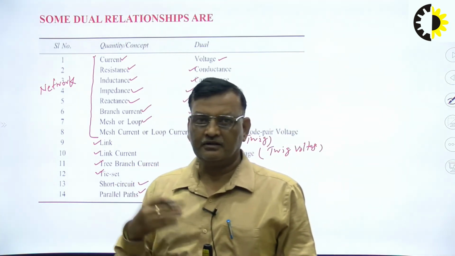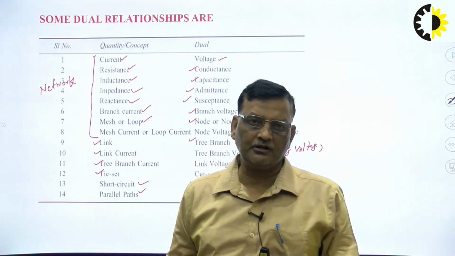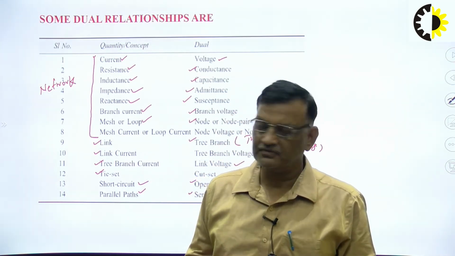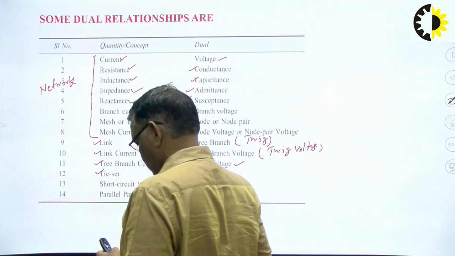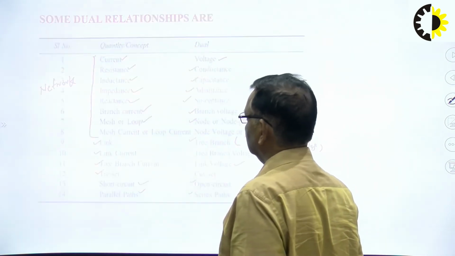Then we can draw some more dual relationships. Suppose Thevenin's theorem: the dual of the Thevenin's theorem is the Norton's theorem. So these are some dual relationships, some variables.